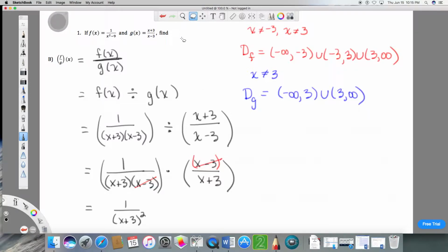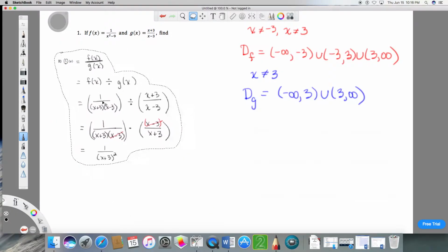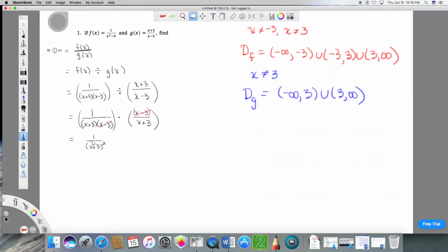But I know there's going to be a lot of people that will multiply it out. See, the directions didn't say that our final answer had to be in any kind of specific form. So it's perfectly acceptable to, as your final answer, have 1 over x squared plus 6x plus 9. So either one of these is okay for this new function f over g.